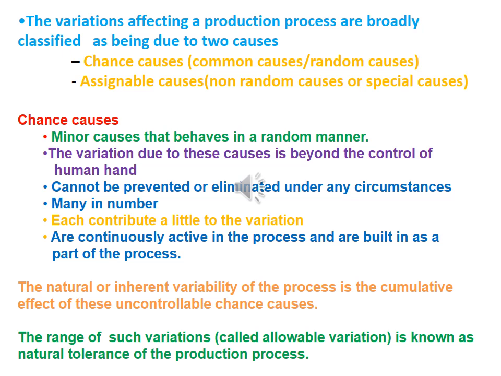cannot be prevented or eliminated under any circumstances, many in number, each contributes a little to the variations, are continuously active in the process and are built in as a part of the process. The natural or inherent variability of the process is the cumulative effect of these uncontrollable chance causes. The range of such variations, called allowable variations, is known as the natural tolerance of the production process.